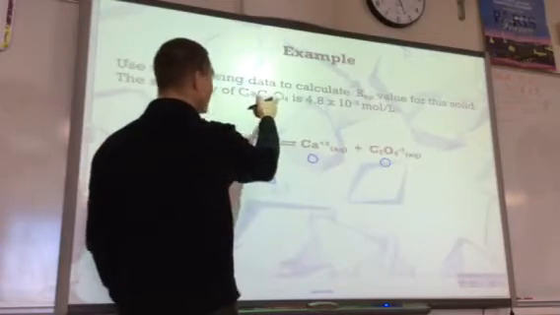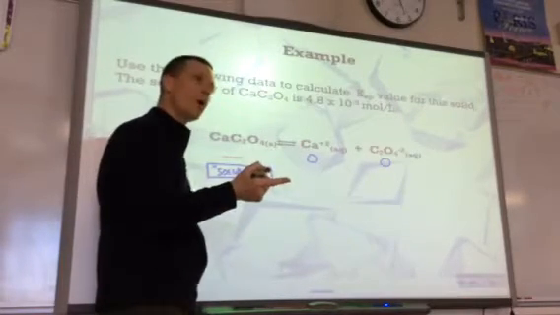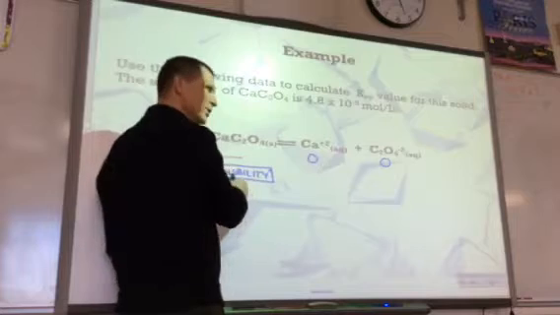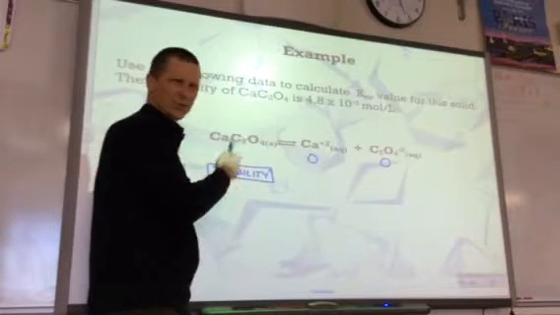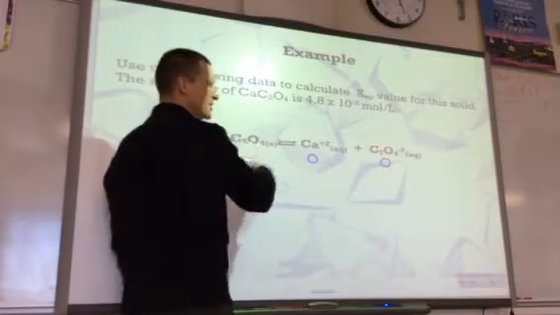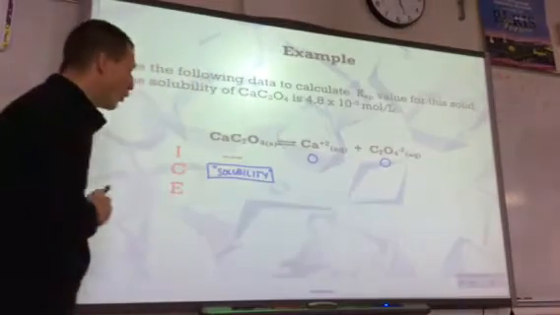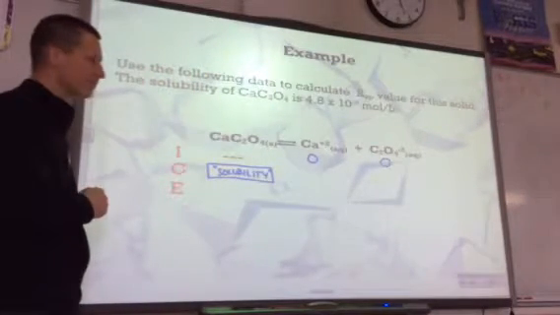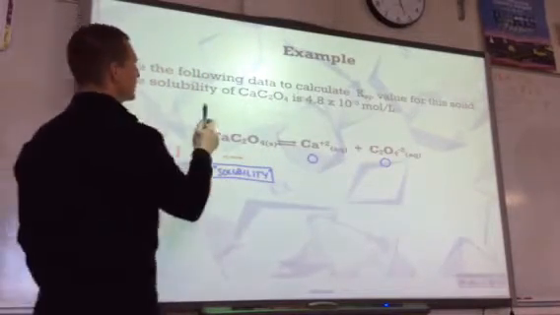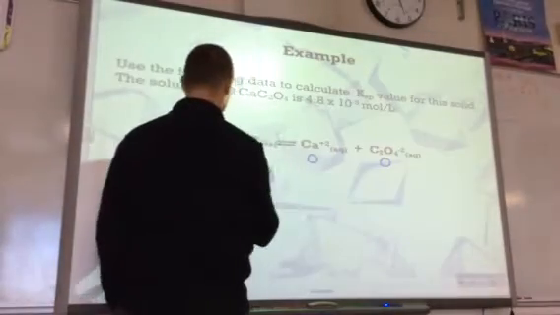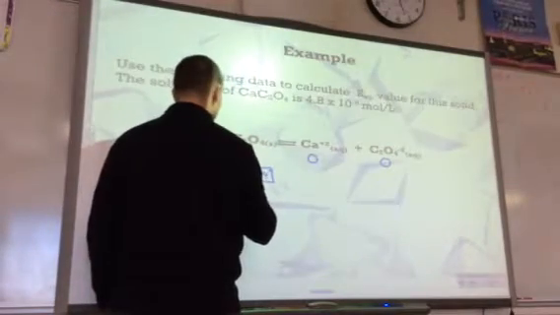Now in this case, we know what the solubility is. A lot of times we won't. And if we don't know the solubility, we just call the solubility X, like we usually do. How much does it shift away? But in this case, we know what the solubility is. The solubility is 4.8 times 10 to the negative fifth. So that's the amount.